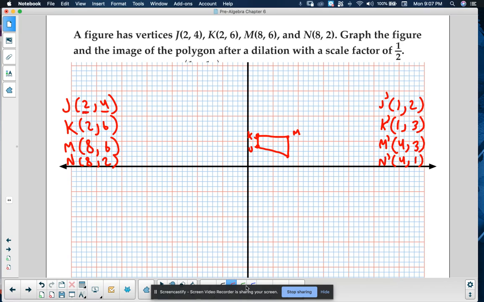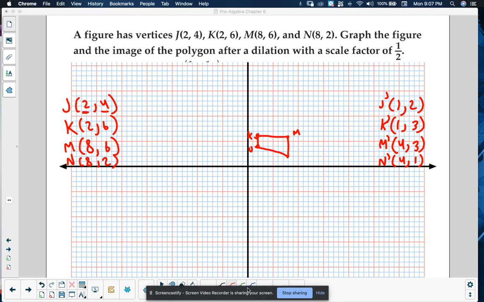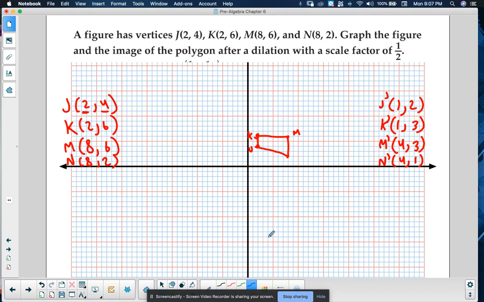Okay, and let me draw the dilation. So again, we multiply by a fraction scale factor, so our shape should be smaller in size. So we have point J at (1, 2). So we have (1, 2). This is J prime. Then we have K at (1, 3). So (1, 3) right above it. So that's K prime. Then we have M, which is (4, 3).